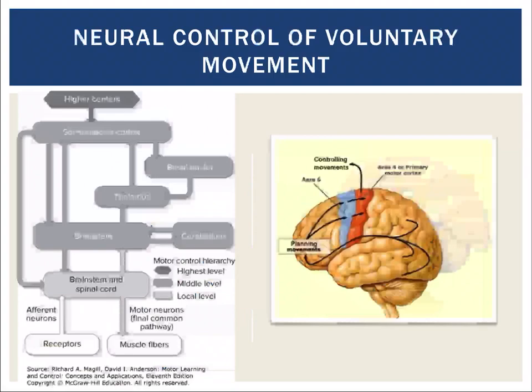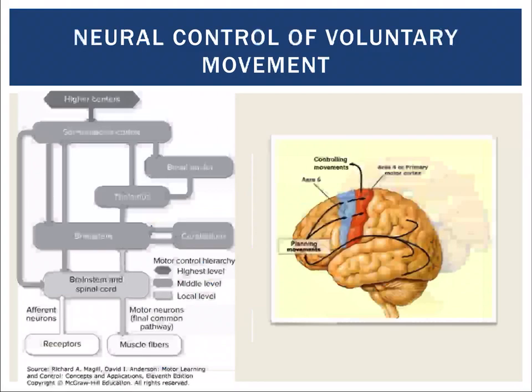So how do we actually control voluntary movement? Well, there's actually 4 steps. Let's say there's 3 steps and then one additional bit of information. So you can see on the left picture that there are different levels of control hierarchy. You can see here there are higher centers, then there's the cortex, basal nuclei, thalamus, brainstem, cerebellum, and then finally we move to the last, or the local level, brainstem and the spinal cord. So I'll try and talk you through these different levels.